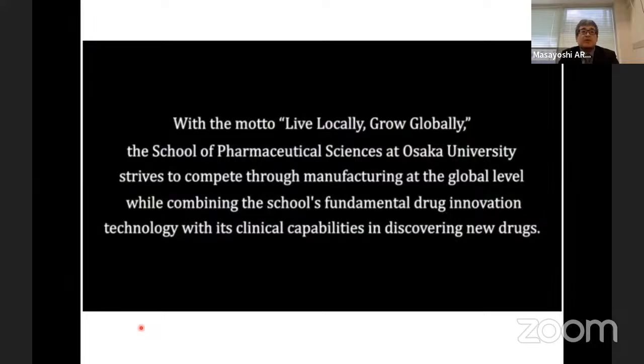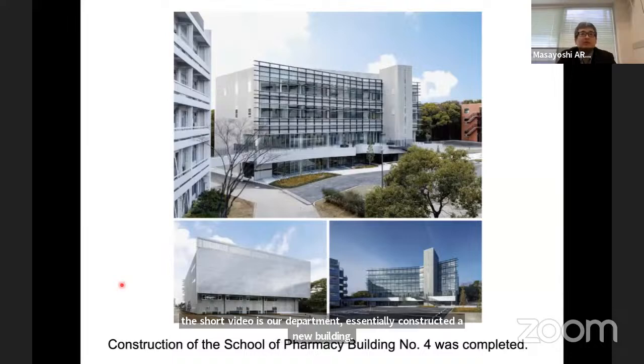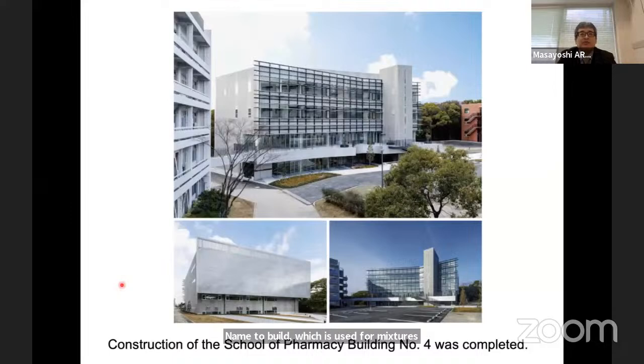Okay, so I hope you now have a better understanding of the research environment of the Graduate School of Pharmaceutical Sciences. One piece of information that was not included in the short video is that our department recently constructed a new building named Building 4, which is used for lectures and research. Actually, my laboratory will move to this building maybe next year.